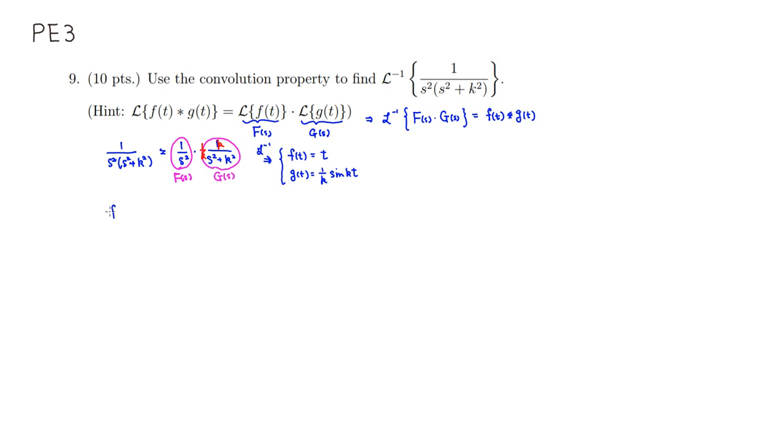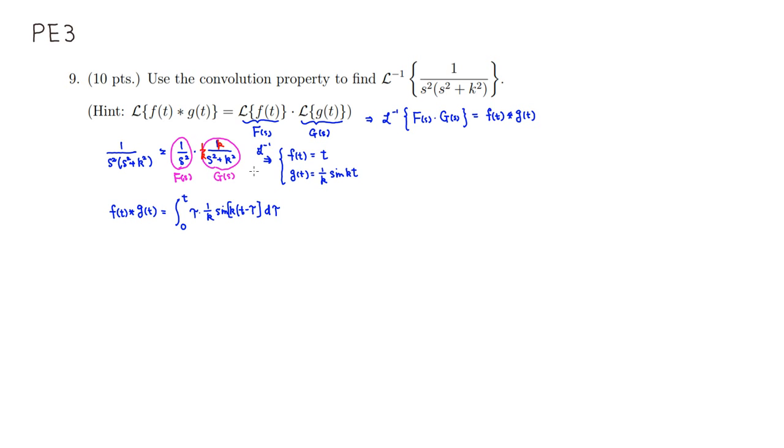Then all we have to do is evaluate the convolution, f of t convolved with g of t. This is going to be an integral from 0 to t of tau times g of t, which is 1 over k sine of k times the quantity t minus tau, with respect to tau. That's just following the definition.